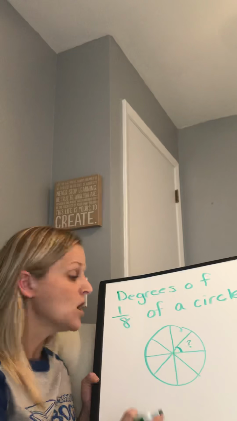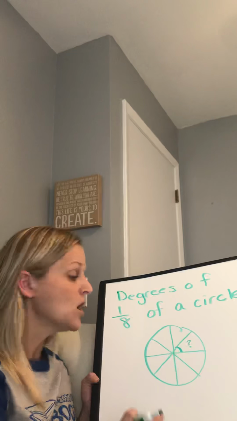So this piece here is 45 degrees. One of those pieces is 45 degrees. So all of these pieces are 45 degrees, so they will add up to 360 degrees. Okay? Now, you could be asked, though, and I'm going to add a step here.